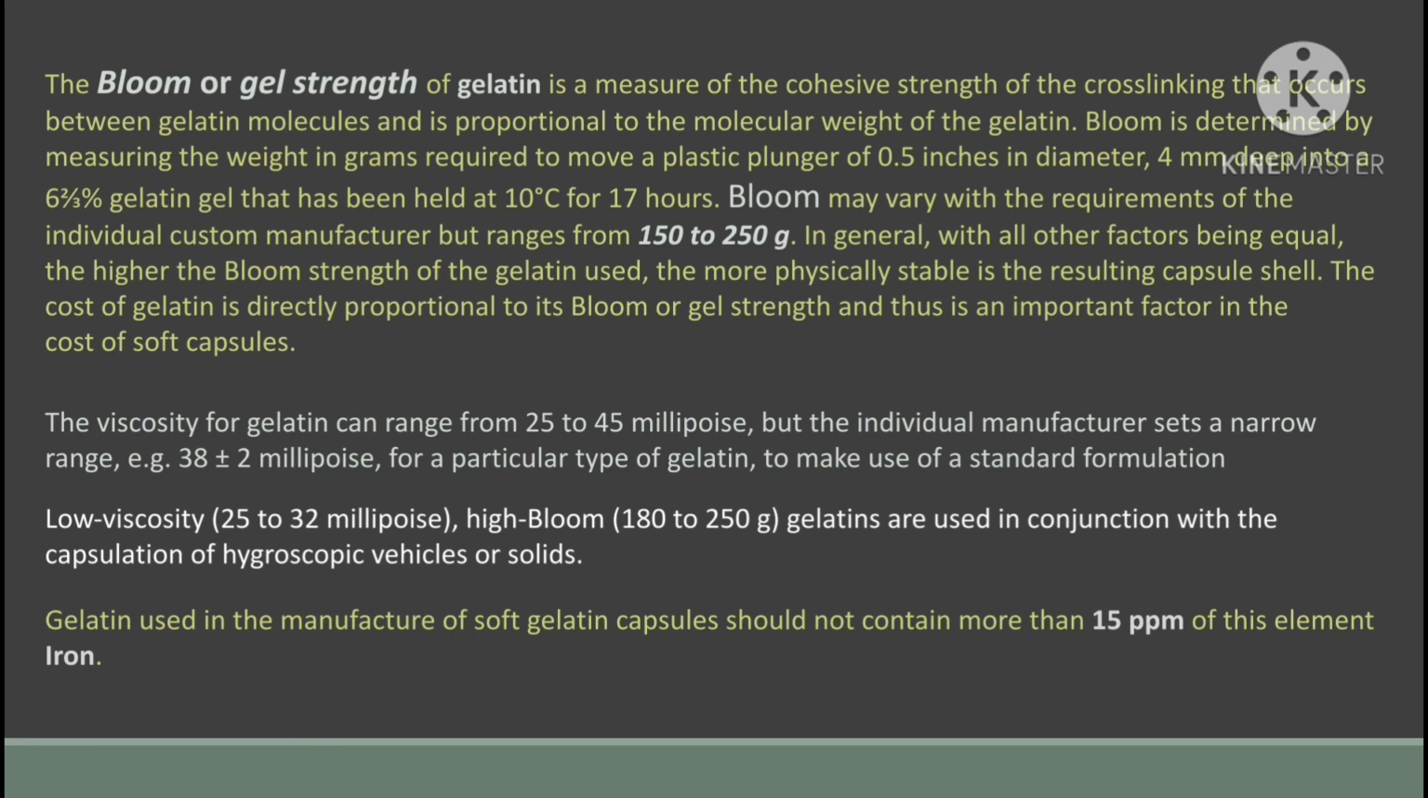The viscosity of gelatin can range from 25 to 45 millipoise, but individual manufacturers set a narrow range, that is 38 plus or minus 2 millipoise for a particular type of gelatin. Low viscosity, high bloom strength gelatins are used in conjunction with encapsulation of hygroscopic vehicles or solids. Gelatin used in manufacture of soft gelatin capsules should not contain more than 15 ppm of the element iron.